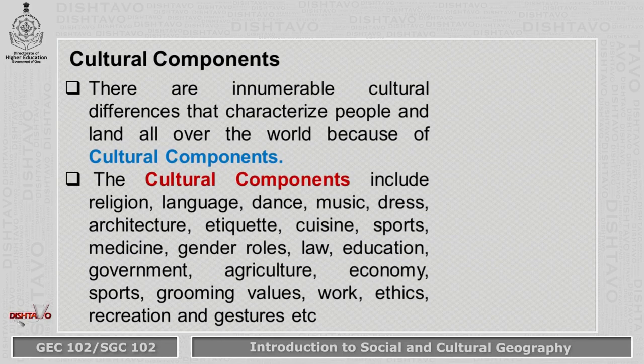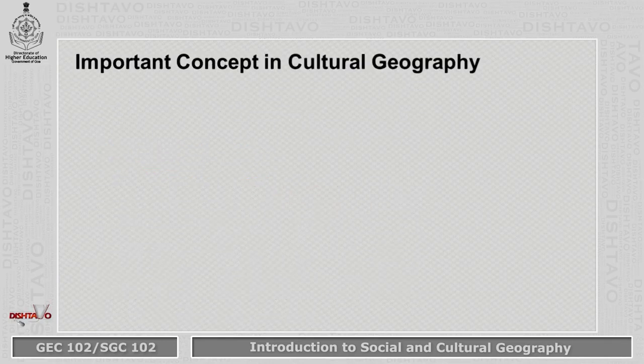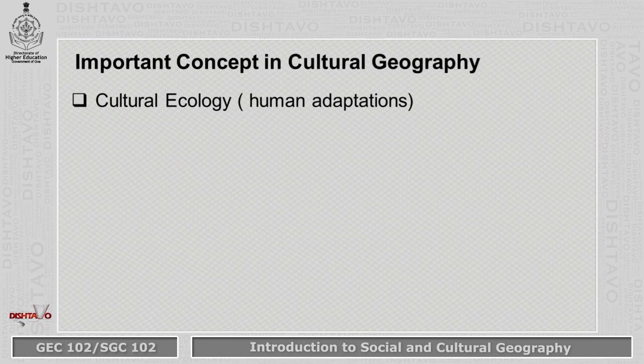Every culture has components. The important components include religion, language, dance, music, architecture, etiquettes, cuisine, sports, etc. Let us now try to understand the important concepts in cultural geography. The first important concept is cultural ecology.